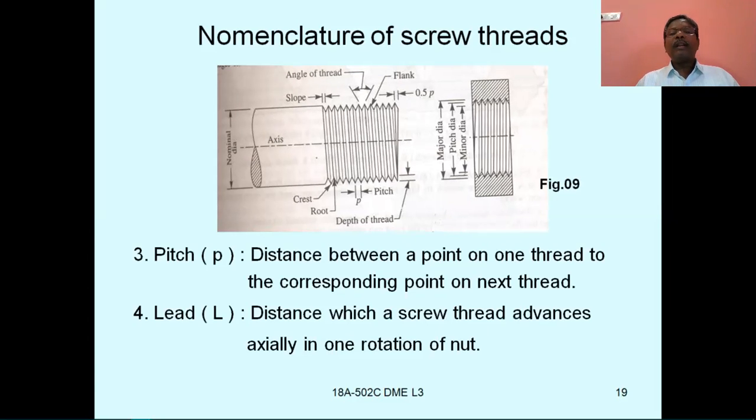So generally for single start thread, lead is equal to pitch. For multi-start thread, lead is equal to n times pitch. That means n is the number of starts, p is the pitch, and l is the lead. L is equal to n into p.